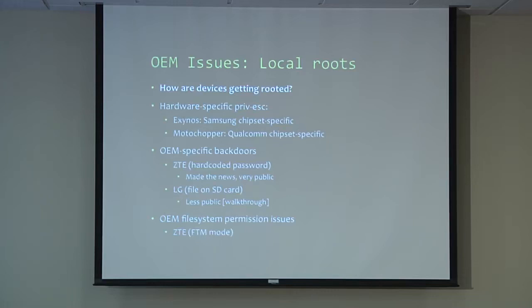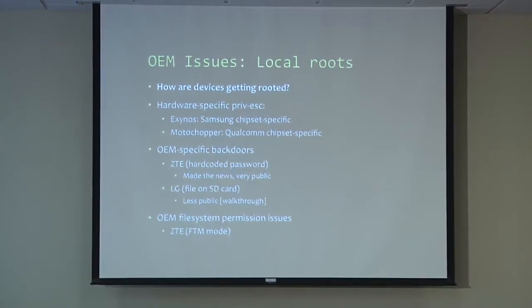So there was Exynos, you probably saw Exynos abuse on XDA, and Moto Chopper, which is Qualcomm chipset-specific, and some really clever OEM-specific backdoors. ZTE had a hard-coded password on a binary in their device that would just give you root. LG has a much less public one. These are backdoors where the OEM has access to your device, just for their techs or a consumer to root the device without launching an exploit. And then some OEM file system permission issues.